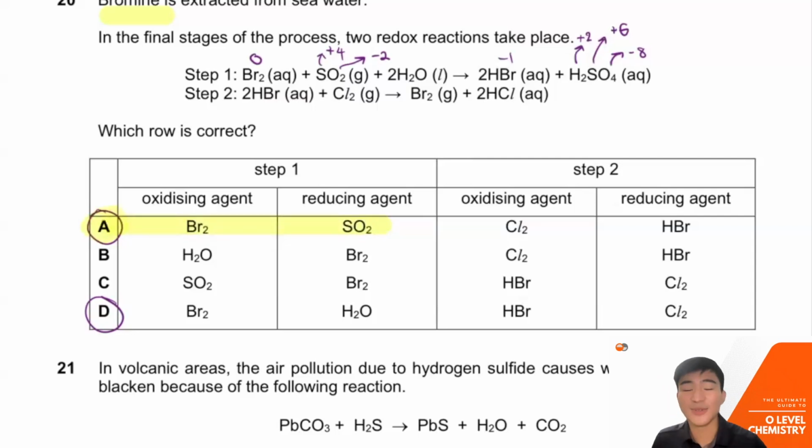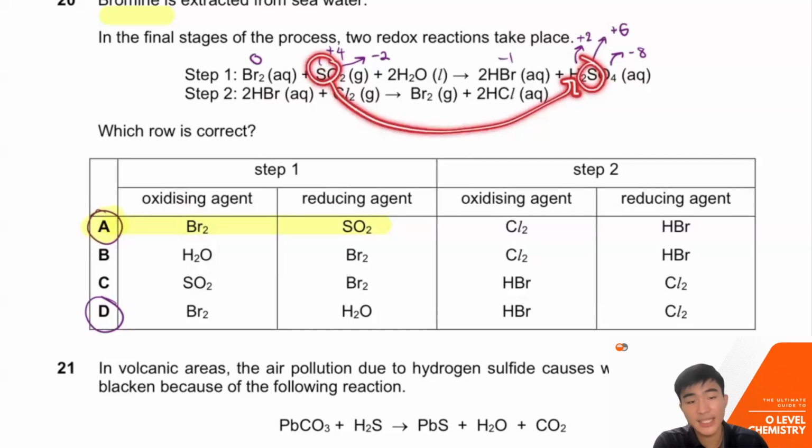Now step number 2, I am also going to go through a review. But just from step number 1, I can already tell which one is the answer. The reducing agent is the SO2, because S is oxidized from +4 to +6.